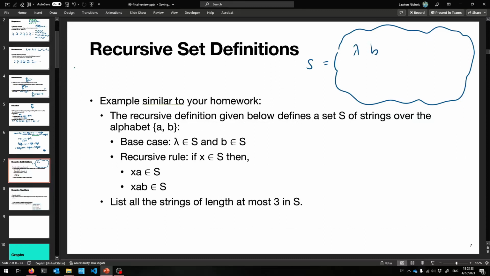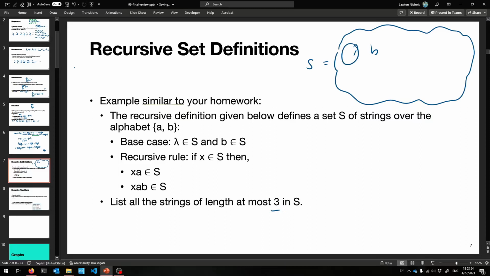And then our recursive rule is that if you can find something in S, call it X, take it out, these other things are also things that should be in S. That's how you build it up from smaller stuff. And let's list the strings of at most 3 in S. It can be bigger though. So let's see here. What are the rules?